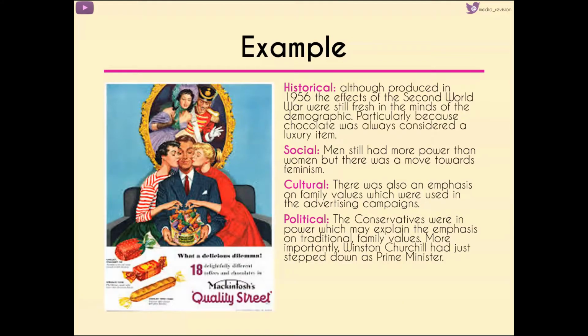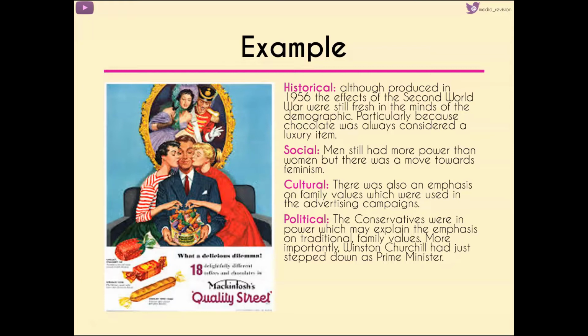So as an example then, here's the 1956 advert for Quality Street. In terms of our historical context, it was produced in 1956, and although the Second World War had been over for some time at that point, the effects were still very fresh in the minds of the demographic, particularly because chocolate was always considered a luxury item. Now, in society, men still had more power than women, but there was a move towards feminism. And in our cultural context, there's also an emphasis on family values and this idea of staying together and being united, particularly after the Second World War.